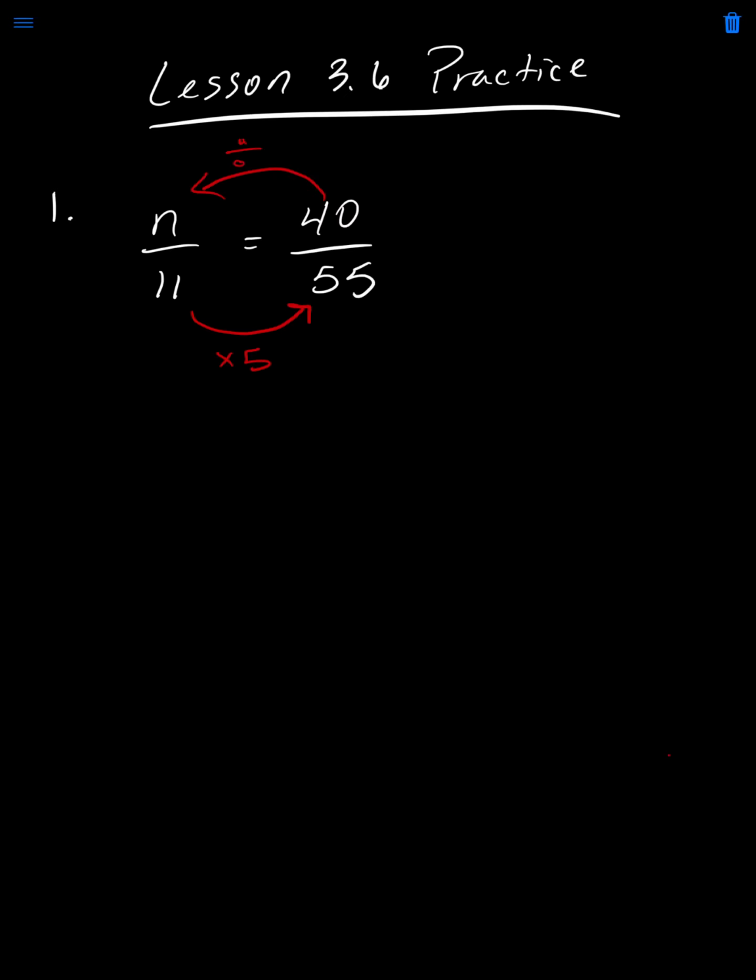So I'm going to start by doing the scale factor. 11 goes into 55 5 times. But then I'm going to go the other way, so I'm going to be dividing by 5. So 40 divided by 5 means n is equal to 8. You do it that way and you get the answer. That's cool. Got no problem with that. That's actually how I first learned it a long time ago.